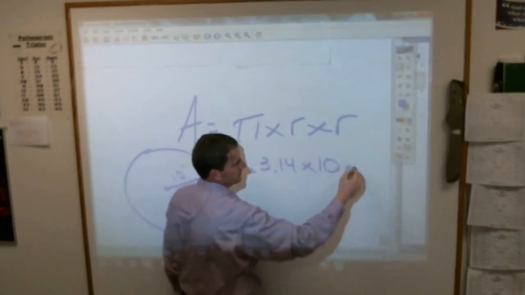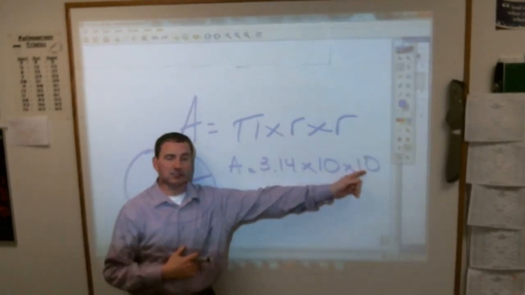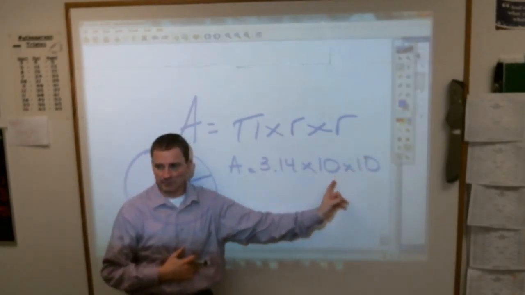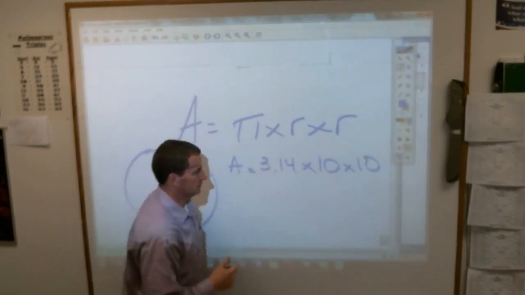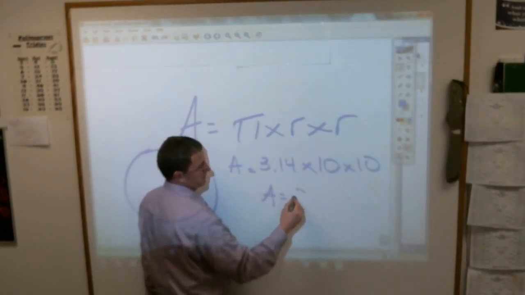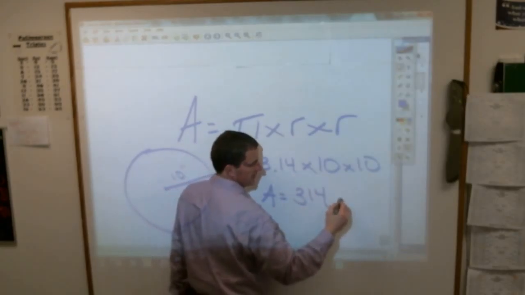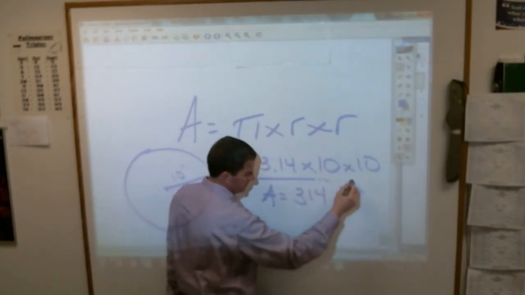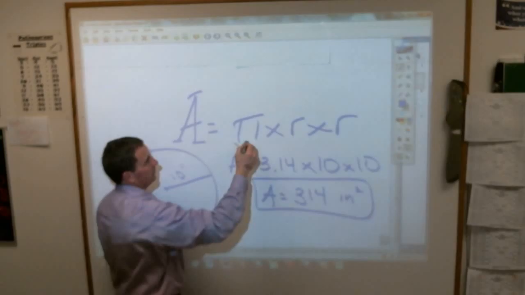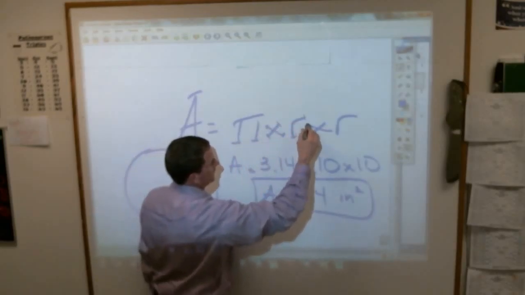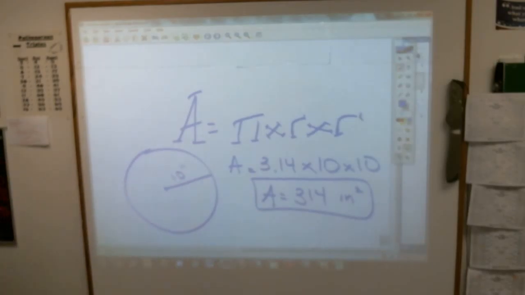10 times 10. And hopefully this is something I would hope that you could do in your head. It doesn't matter the order when you multiply. 10 times 10 is 100. What's 100 times 3.14? 314. There you go. Area equals 314. Remove the decimal 2 places. And this is square inches, or inches squared. Just make sure you have this formula written down for the area of the circle. Pi r squared. That is where it comes from.